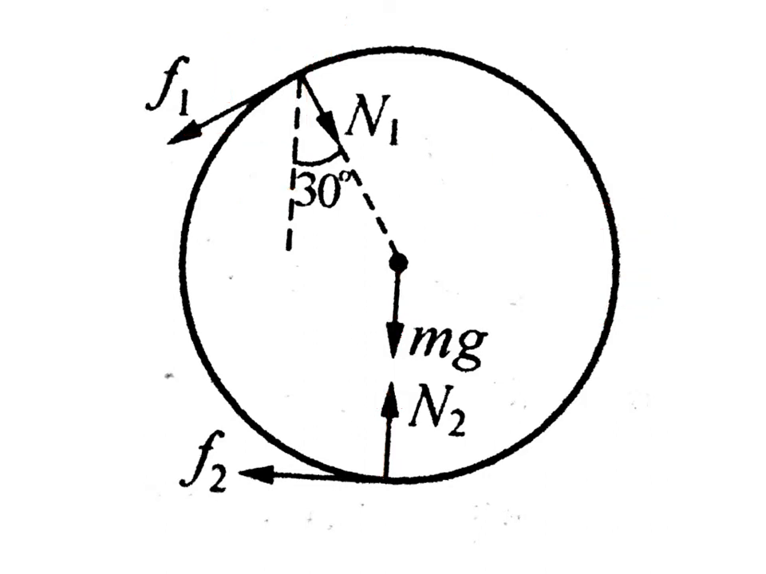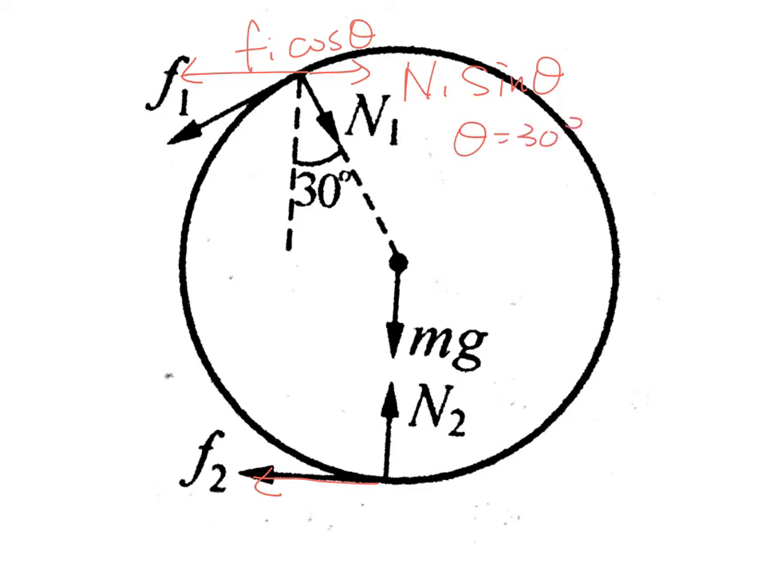In horizontal direction, we have F2 to the left and F1 cosine theta to the left and N1 sine theta to the right, and that's it. Theta equals 30 degrees too. So in horizontal direction, we have N1 sine 30 degrees minus F1 cosine 30 degrees minus F2 equals 0, which is our third equation today.